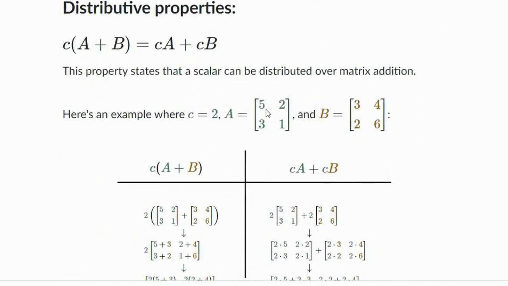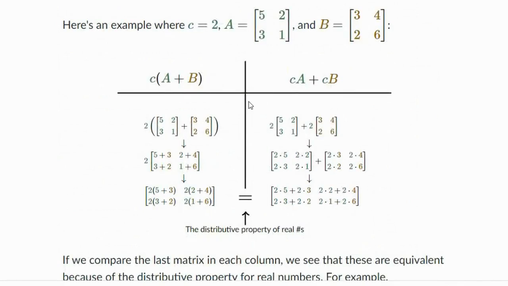The distributive property: if we have a scalar of C and 2 matrices, it says we can add those matrices together first, since they're in parentheses, and then multiply them times the scalar. Or we can distribute the scalar, multiply it times the first matrix, multiply it by the second matrix, and add those matrices together.